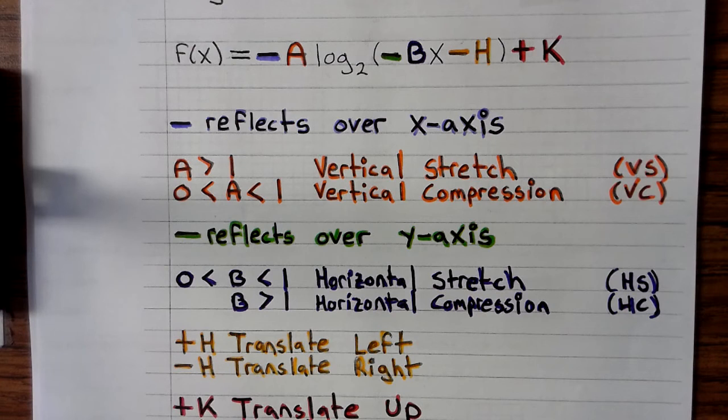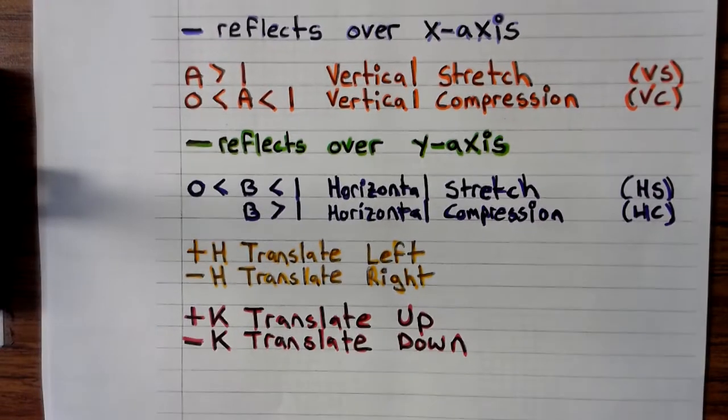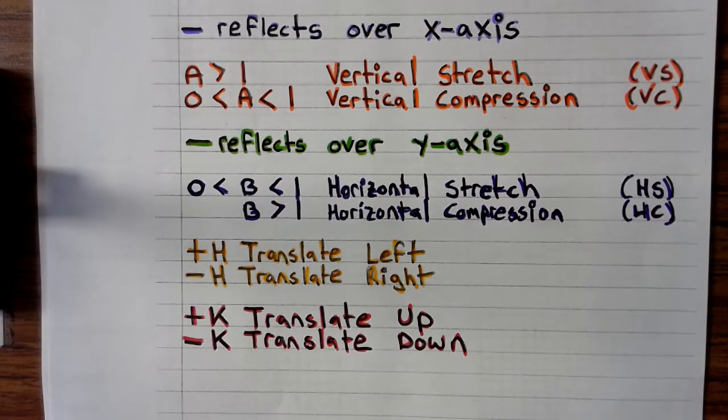When the negative is in front of the b, it reflects over the y-axis. When b is greater than 0 but less than 1, it's a horizontal stretch. When b is greater than 1, it's a horizontal compression. When it's plus h, it translates left. When it's minus h, it translates right. When it's plus k, it translates up. And when it's minus k, it translates down.